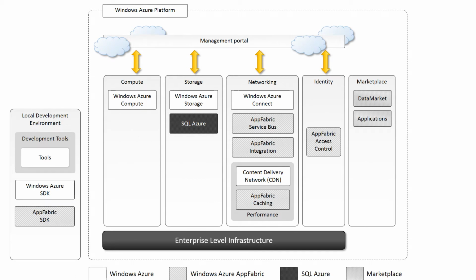This is the view graph of Windows Azure platform. The local development environment consists of the development tools, the Windows Azure Software Development Kit, and the App Fabric Software Development Kit. The Software Development Kit consists of multiple libraries which can be used by software developers on Windows Azure.